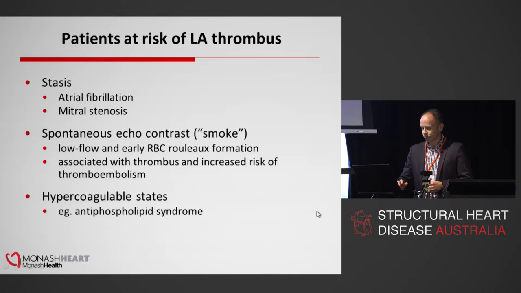The main predisposing factors to thrombus formation within the atrium or appendage, and the two preeminent conditions that predispose to that, are atrial fibrillation and mitral valve disease, particularly mitral stenosis. And the imaging hallmark is spontaneous echo contrast, which represents aggregates of blood cells in a low flow situation, and is a strong risk factor for formation of thrombus and indeed embolic complications.